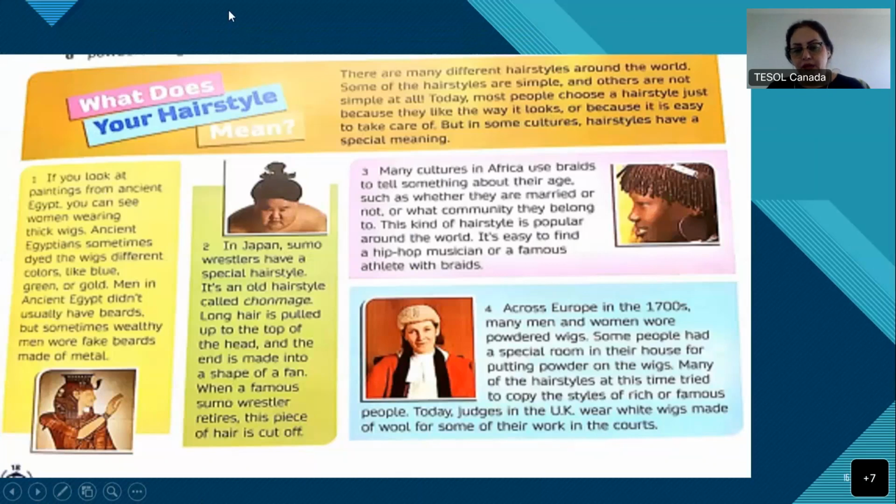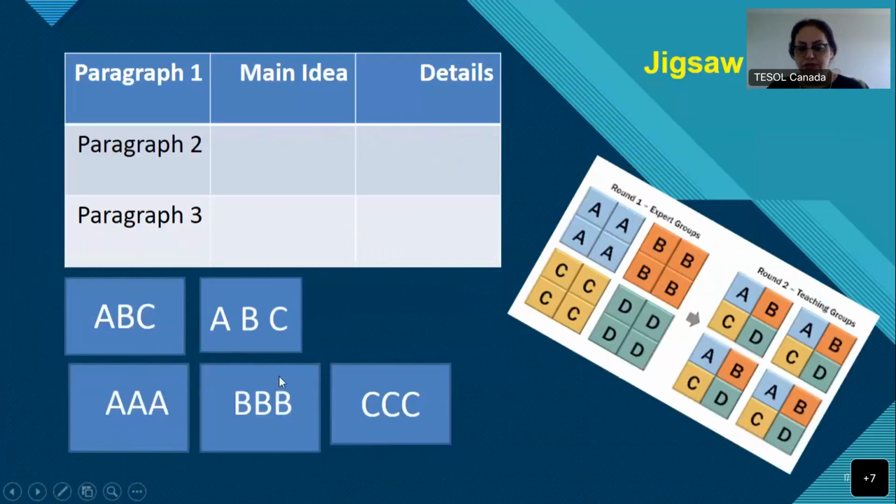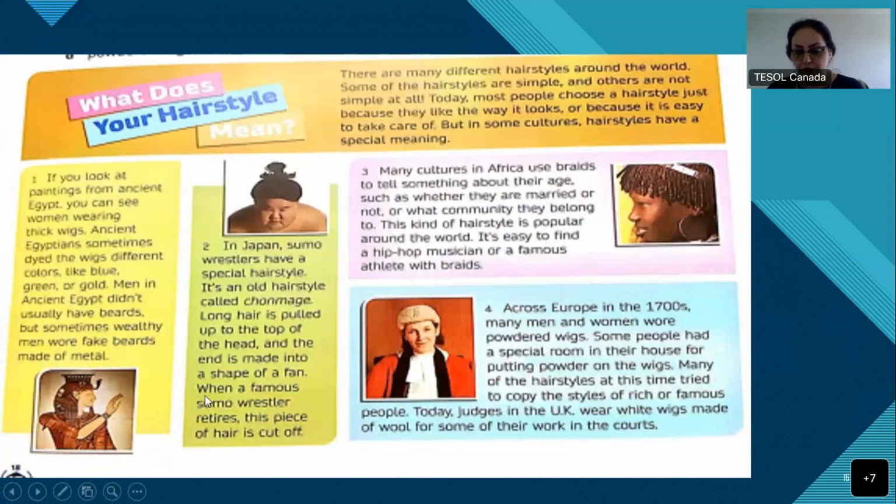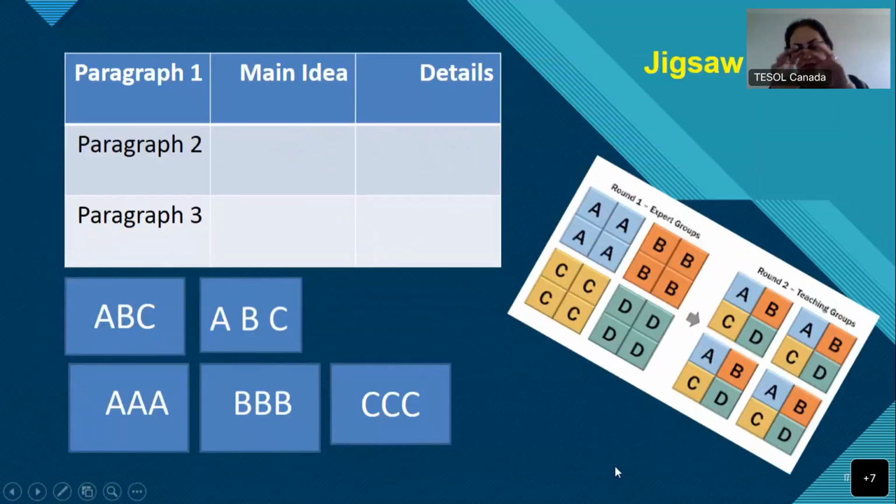There's another way of teaching reading when the reading includes some paragraphs which are not related. Like, what does your hairstyle mean? Each paragraph talks about a different era or a different country. We can use the jigsaw reading approach. Jigsaw reading approach means you put the students in groups of 3 or 4, depending on the number of paragraphs. Here we have 4 paragraphs, so we put the students in groups of 4.